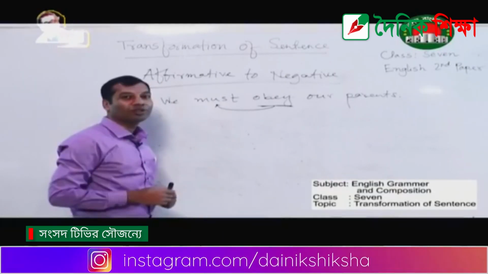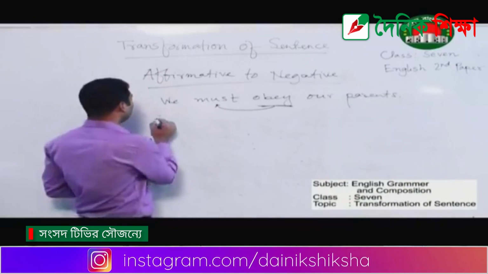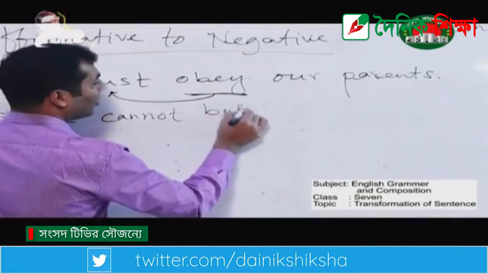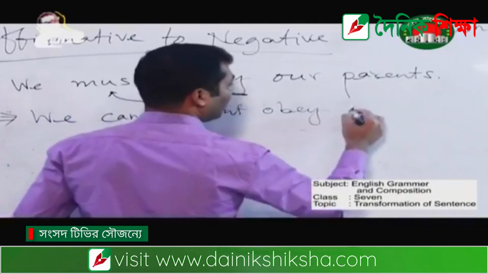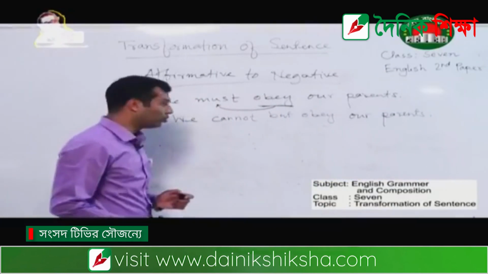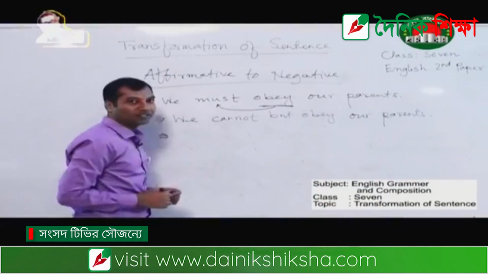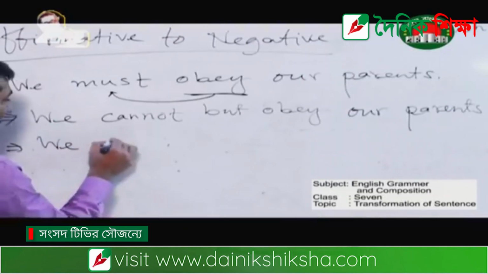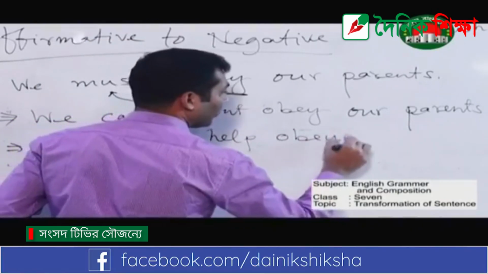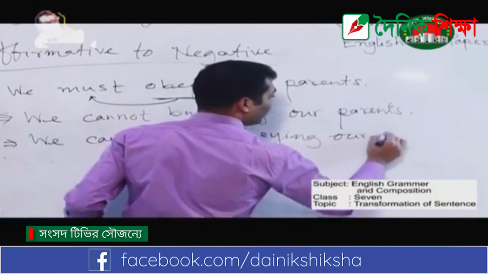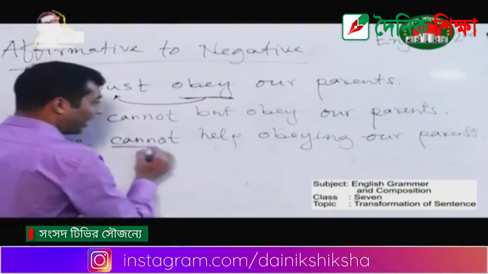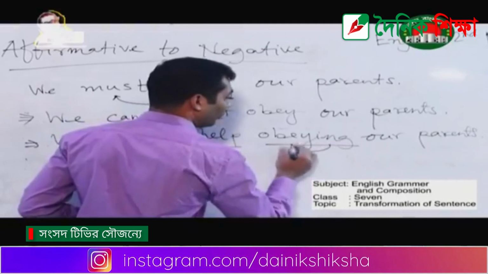It will be we cannot but obey our parents. There is another way to do it. In case of cannot but, you can use cannot help. We cannot help obeying our parents. You can follow either of these two, but if you follow cannot help, you must add ing with the main verb. So, I hope that you have understood.